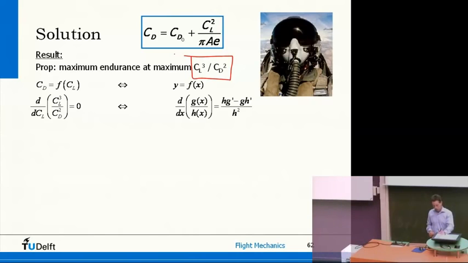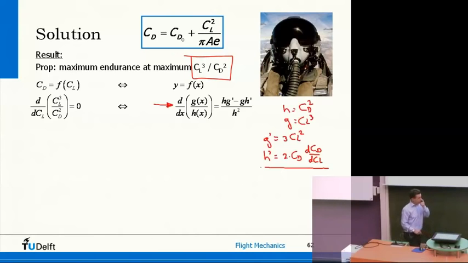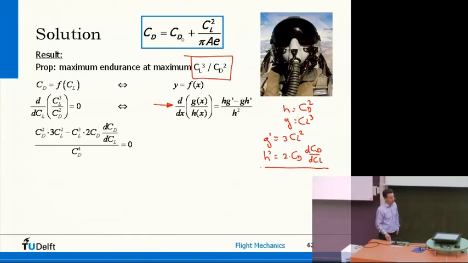But because CD is a function of CL, then according to the product rule, it's equal to this. So if I use that in the quotient rule, and I set it equal to 0, then this is what you get. So CD squared times 3CL squared, which is the derivative of G, minus CL to the power 3 times 2CD times the derivative of CD over CL. And of course, from the top equation we know the derivative of CD with respect to CL is 2CL over pi AE.